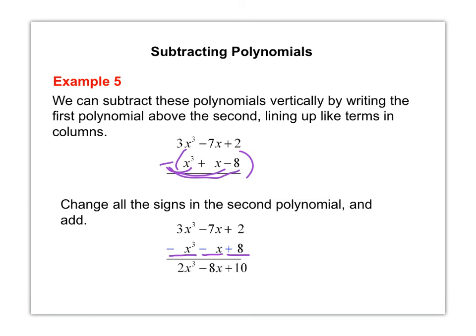And then we can do the vertical combining. 3x cubed minus an x cubed gives us 2x cubed, minus 7x minus another x is minus 8x, and 2 plus 8 is 10. So that would be our final answer, writing it using the vertical form.